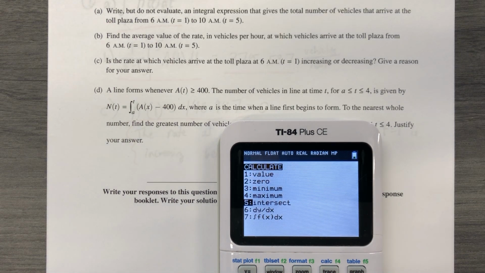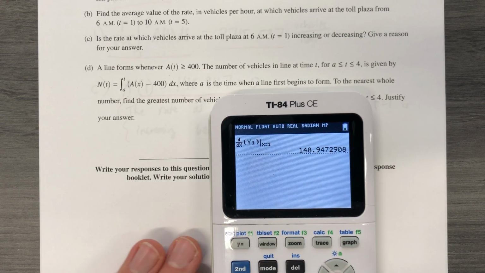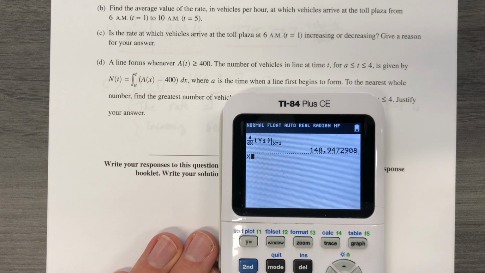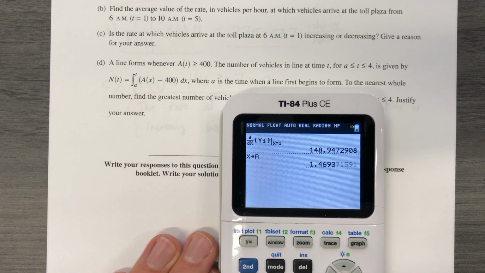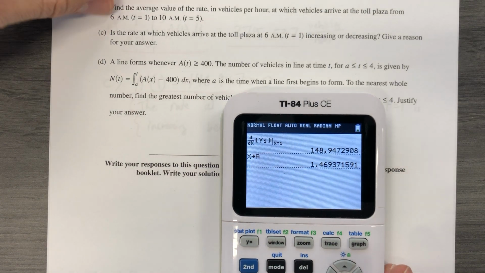Second, in calc, we're going to get a point of intersection. First curve, enter. Second curve, enter. Guess we're close to where we want, so enter. There we go. And that is 1.469. Now, I like 1.469, and I'm happy with 1.469, but I'm going to store that in my calculator so I don't just get 1.469. I get 1.4693716, okay? So I'm going to quit. That 1.469 was the very last x value I had. We're going to store it as A. It will be capital A for us on the calculator. It's lowercase a on paper.